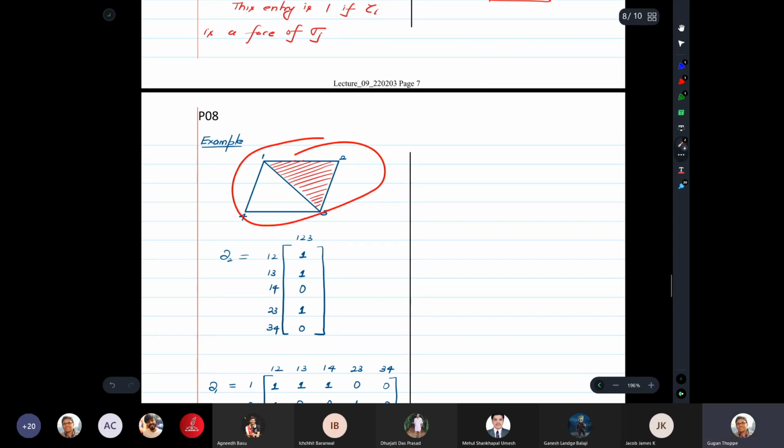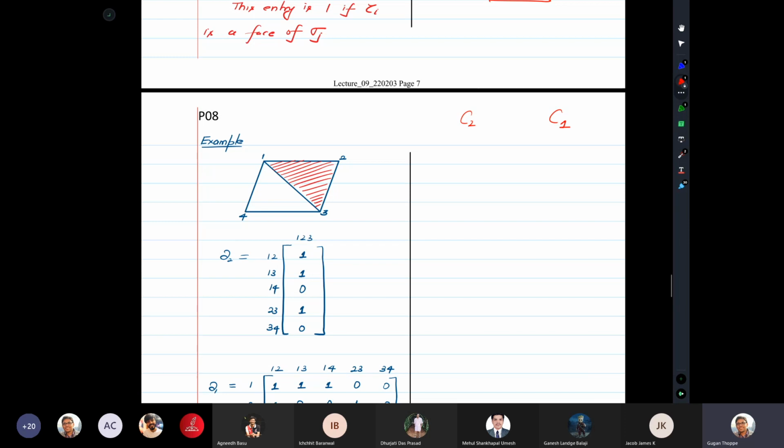So here is a simplicial complex, right? And let's say I ask you what is the matrix corresponding to del 2, right? In order to figure out what is the matrix corresponding to del 2, you have to first imagine what C2 is and what C1 is, right?